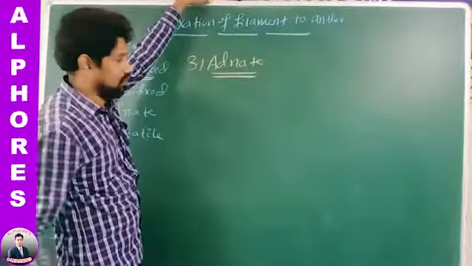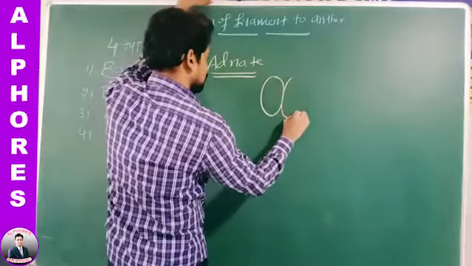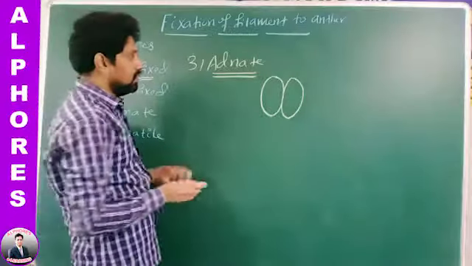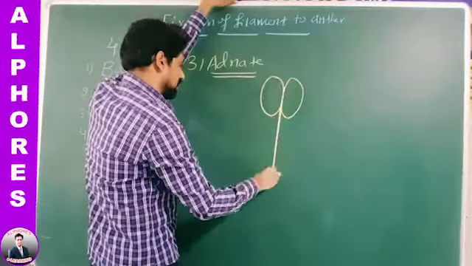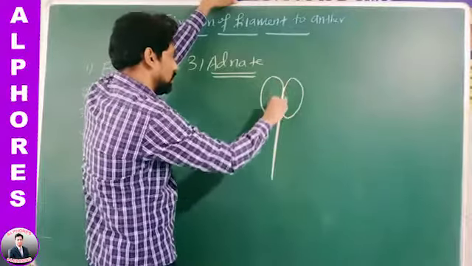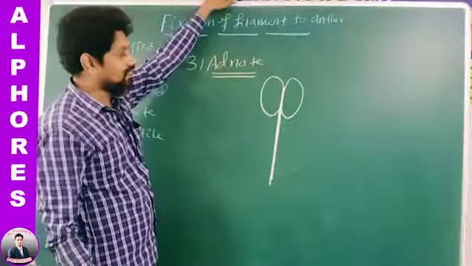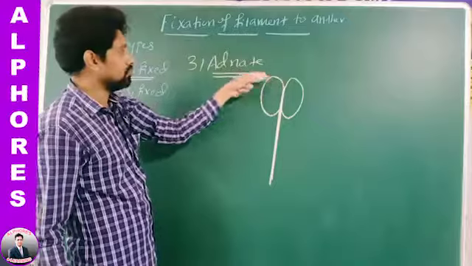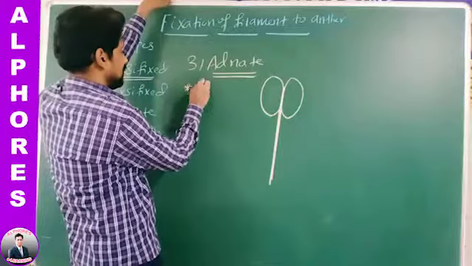Now listen here. Sir, this is an anther, right? Now listen to the statement carefully. This is a filament. What is this one, sir? Filament. Filament is attached to anther from base to apex. See the diagram. Base to apex becomes what, sir? Adenate. Okay, right? Therefore, adenate filament.